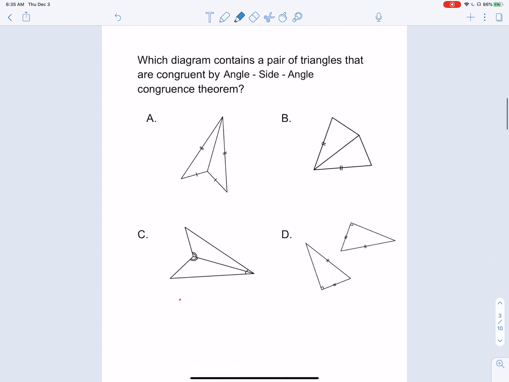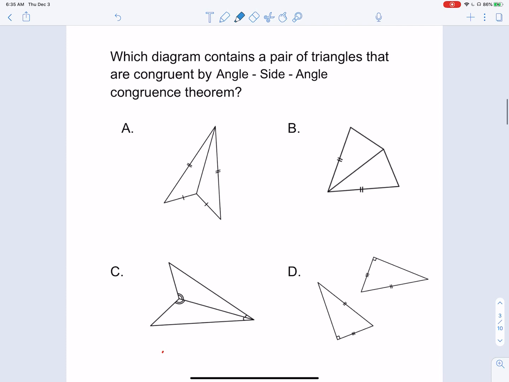Then we're going to get to the actual material. Which diagram contains a pair of triangles that are congruent by angle, side, angle congruence theorem? Looking at my first triangle, I know I have these two sides that are the same, then these two sides that are the same, and this line in the middle is the same. So if I use my rules, I know these two triangles are congruent by what rule? Very good. Side, side, side. So it's not angle, side, angle, so that can't be my answer.